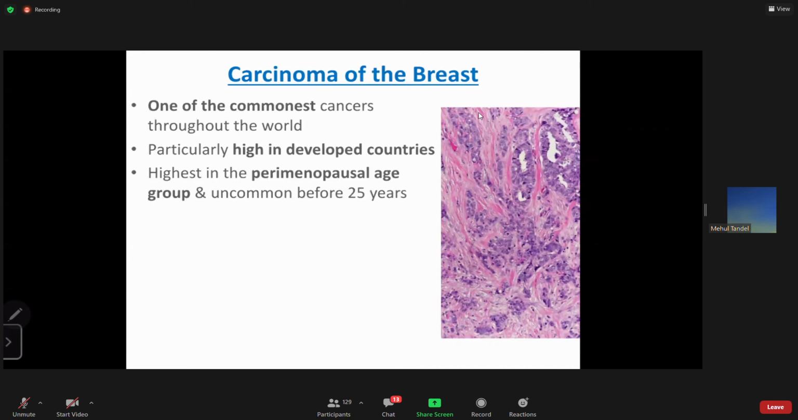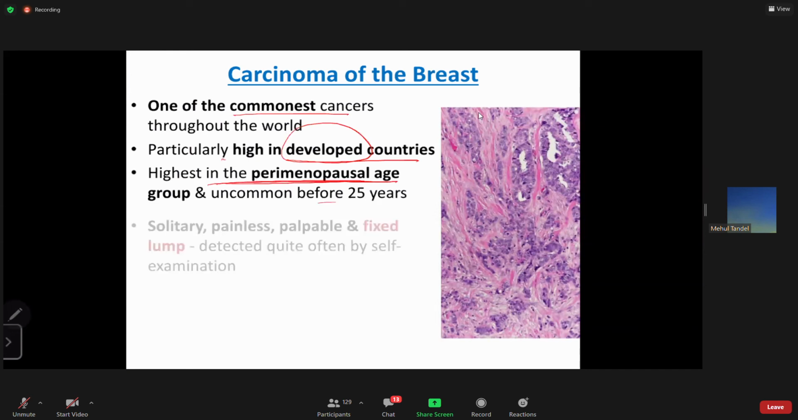It is one of the commonest cancers throughout the world, particularly high in developed countries. Highest in perimenopausal age, around 45 years you can say. Uncommon before 25 years. So what happens in it? It is solitary, painless, without pain. A palpable fixed lump.